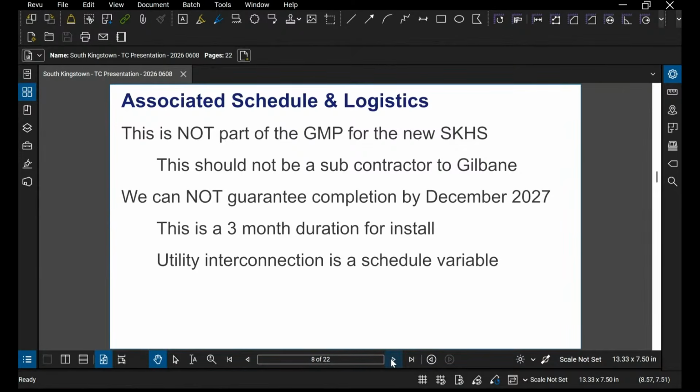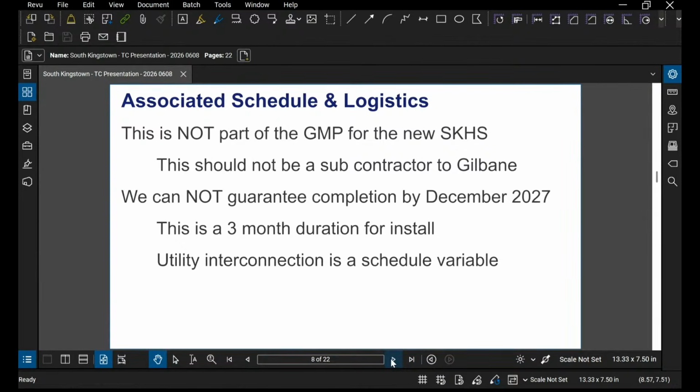A couple things to keep in mind: this is not part of the GMP with Gilbane and the new high school, and we would not recommend this to be a subcontractor to Gilbane. And why is that? Because we cannot guarantee that the solar system could be operational by the end of December 2027. Although I'm confident the high school will absolutely be on schedule, it is not possible to bring in a third-party vendor until the project is complete, which does not give us enough time.